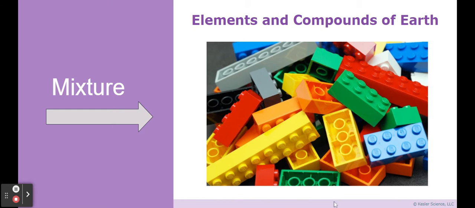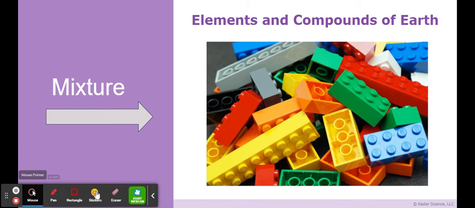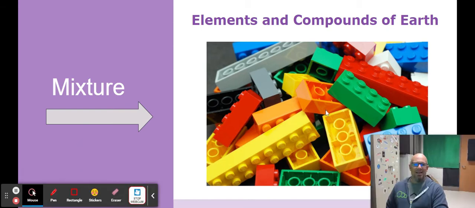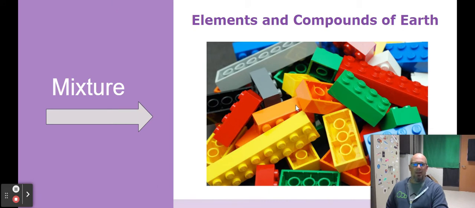And so here's using our Legos. This would be an example of a mixture. Notice that they are not combined together. The bricks are not put together in any way. They're just kind of in a pile, all mixed in. So if you played with Legos growing up, this might be just when you threw them all back in the box or the bag or wherever you kept them. That would be a mixture.